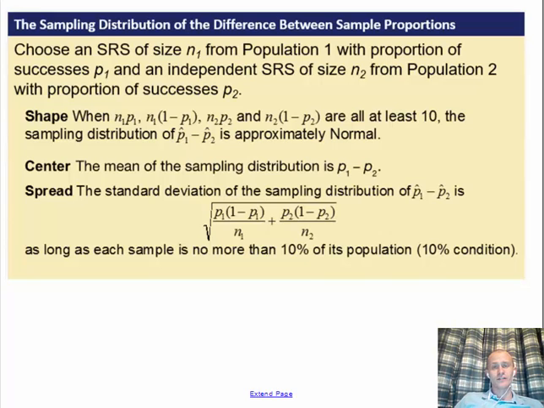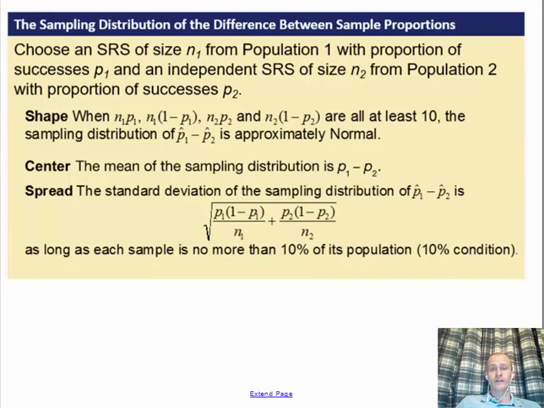So similar to our discrete random variables, where for the sum of the means we could add those together, and for the difference of the means we can subtract one from the other, the same thing applies here. We can take our two proportions and subtract. For our spread, for our standard deviations, we combine those two individual proportion variances, and then take the square root of that.